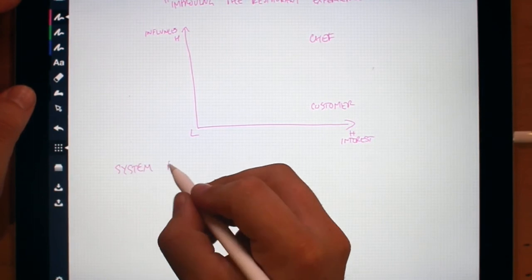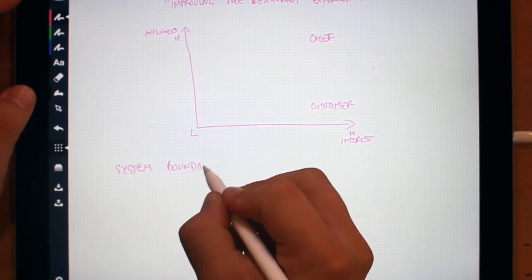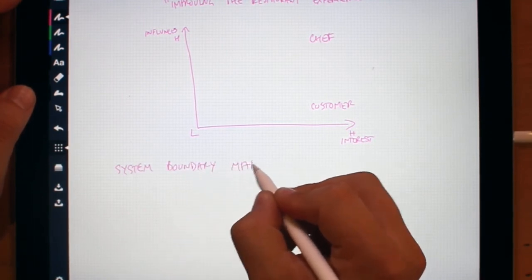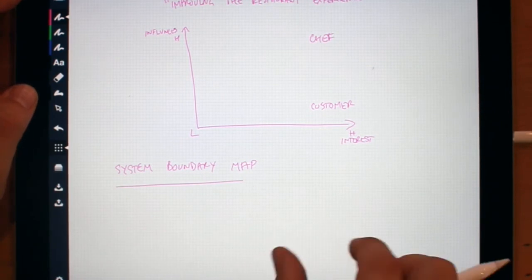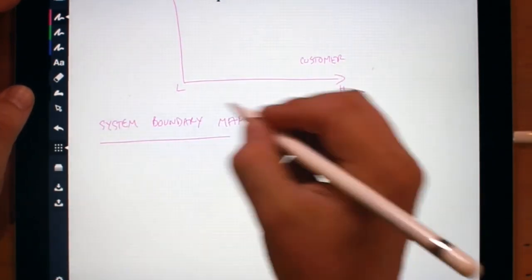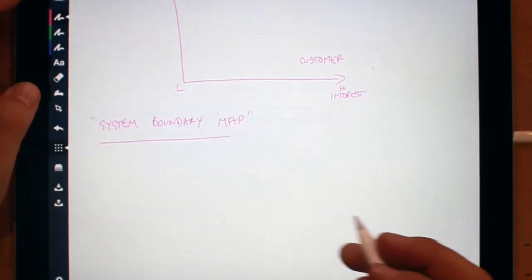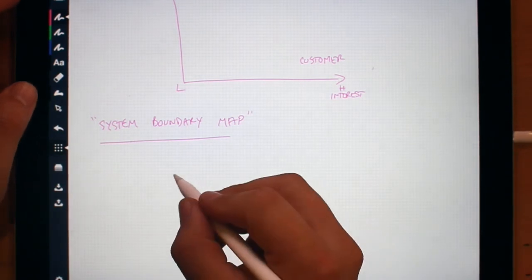system boundary map. So the system boundary map asks you to look at who is, well, you could use it for stakeholders. You can also use it for a bunch of other different functions or components of a system. We're going to use it for stakeholders here.